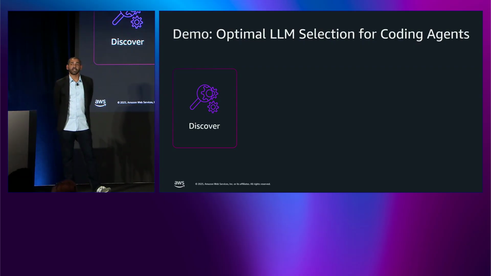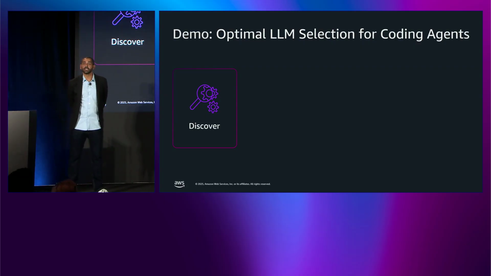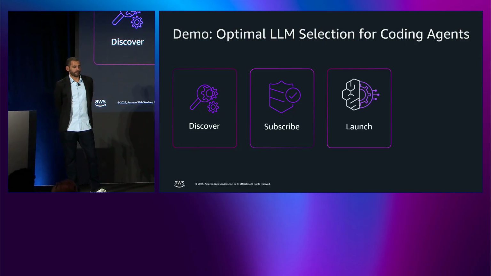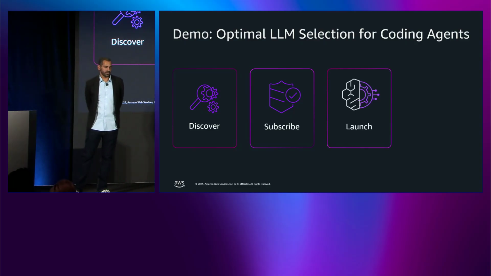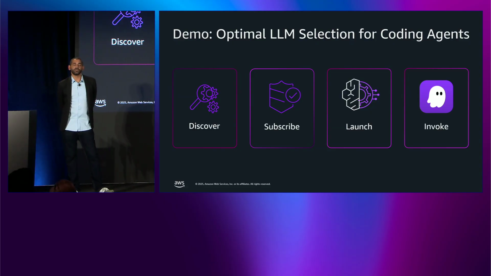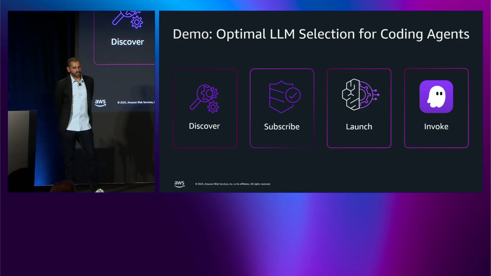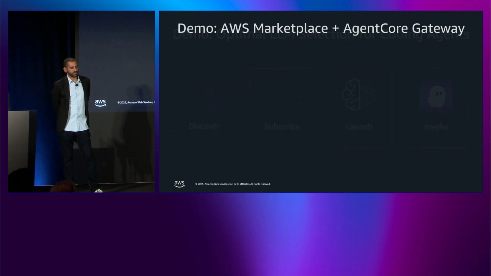I'll show you how you can discover a relevant solution on AWS Marketplace, how you would subscribe to it. Then we will deploy and launch the solution on Bedrock Agent Core Gateway. And then we're going to be using Kiro CLI as our coding agent that will use that tool to build out those Gen AI applications.